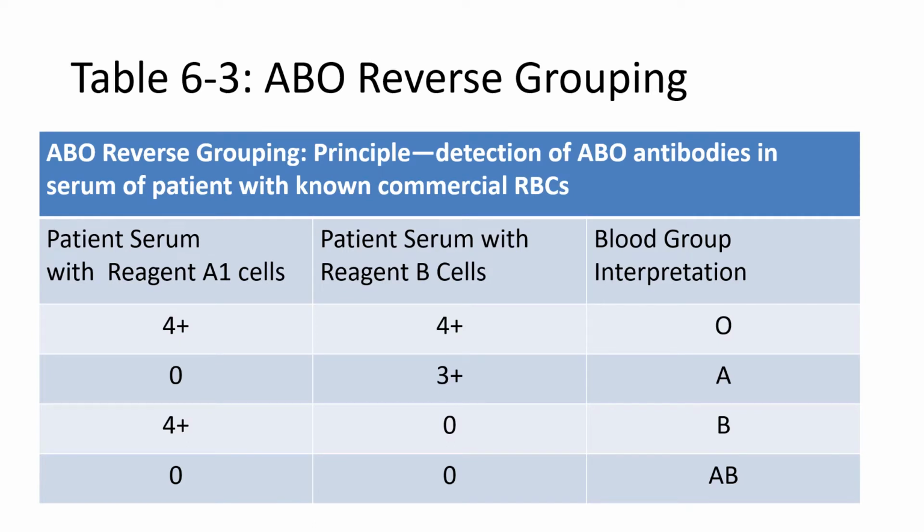This table shows you the reverse grouping results of the 4 types. Notice that if you hold these next to the front type, the results look reversed. A person who is type O has plasma antibodies that will agglutinate both A and B reagent cells. Type A individuals have antibodies that agglutinate type B cells, and type B individuals have plasma antibodies that will agglutinate type A cells. Type AB plasma does not agglutinate type A or type B cells.